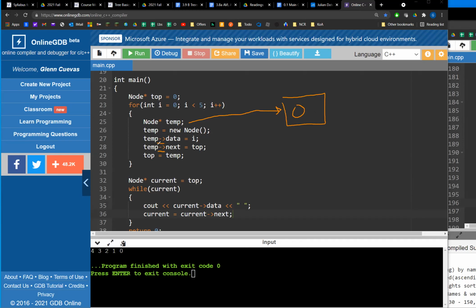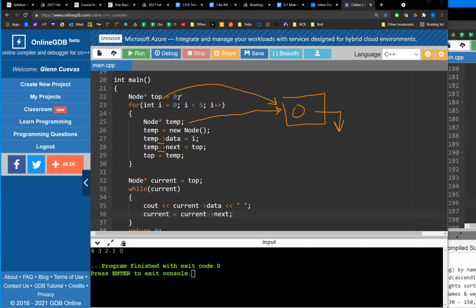And then temp next. So again, the arrow dereferences our pointer variable temp to get us to our box and specifically to the next part and set it equal to top, which is null. All right, and then top equals temp. So now we're saying top also points to this same box. So we got 2 pointers, both pointing to the same box at this point in time.